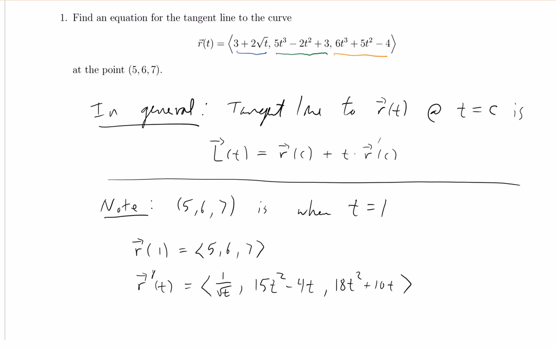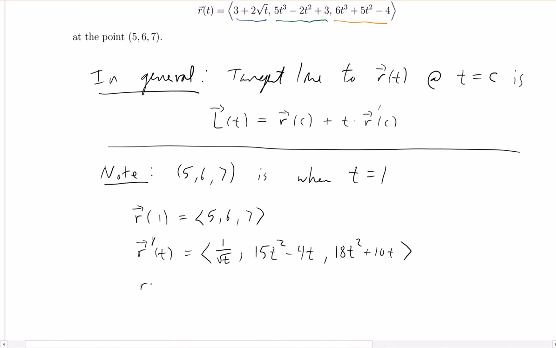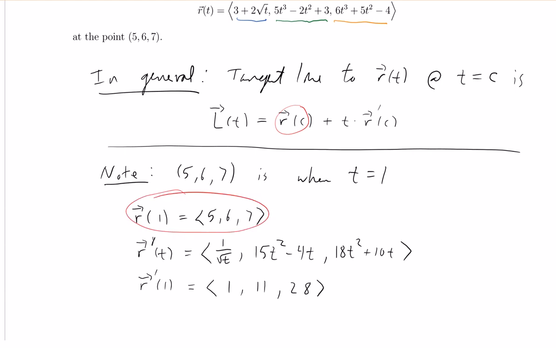Now again, look back at our formula. We need r prime of 1 in order to come up with a tangent line. So now we just need to plug in 1 to this vector function that we just got. And if we do so, we get 1, 11, 28. And now we have everything we need. If you look back, we need r of c, which we have here, and we need r prime of c, which we just calculated. So now let's put that all together, get our final answer.